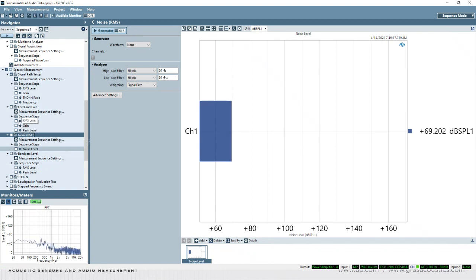And then let's look at this a different way. So here is a noise measurement. I'm not generating any signal on purpose. Let's say I wanted to measure the ambient noise in the room. So a few things to be aware of. Here in our noise measurement, we have a high pass filter and a low pass filter. And so this is right now set to measure the noise within the range of human hearing.